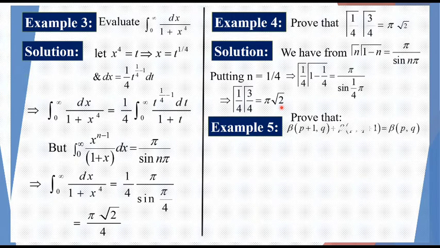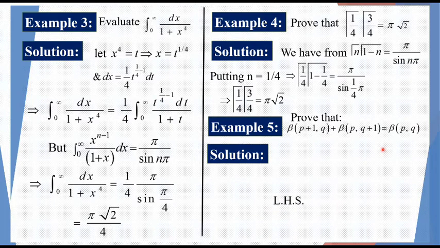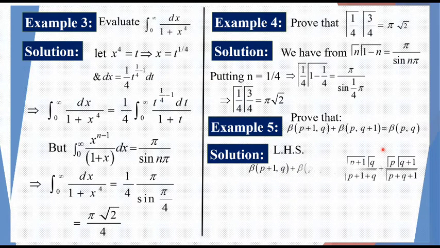Next example: prove that beta p plus 1 q plus beta p q plus 1 equals beta p q. To solve it, we can take the left hand side. So beta p plus 1 q plus beta p q plus 1 can be rewritten in the form of gamma: beta p plus 1 q is gamma p plus 1 gamma q upon gamma p plus 1 plus q, and beta p q plus 1 is gamma p gamma q plus 1 upon gamma p plus q plus 1.